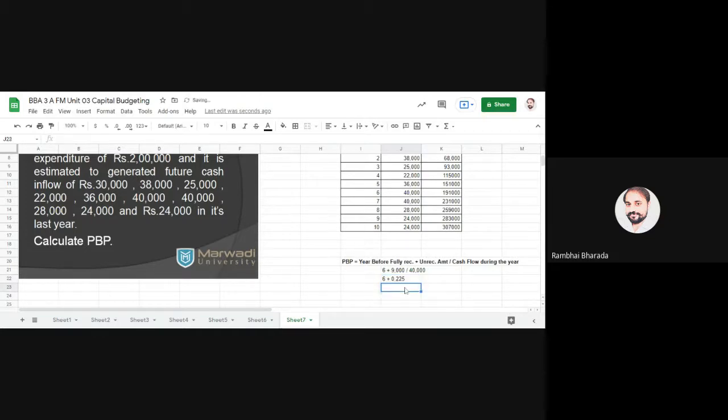Okay. Into 12 करो. So 6 years and 0.225 into 12. 6 years and 2.7 months.